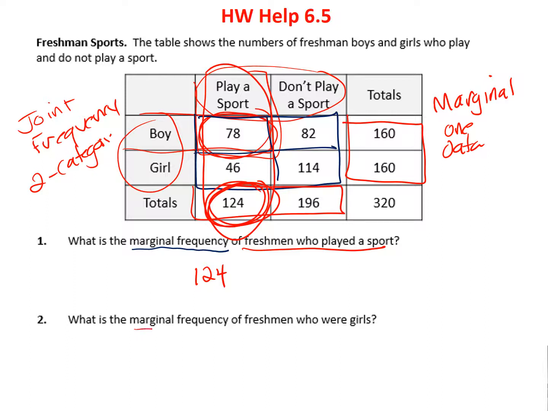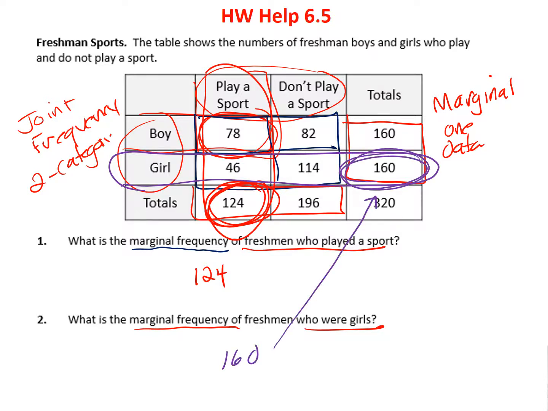Likewise, the marginal frequency of freshmen who were girls, now I'm just looking at the girl total, and I only want the margin, so my answer is 160. So there's my marginal for that, and there's my marginal for that one. So marginal frequencies are the ones in the margins. They only give you one piece of information. Joint frequency would be in the middle here because they give you two things, boys who play a sport, etc.